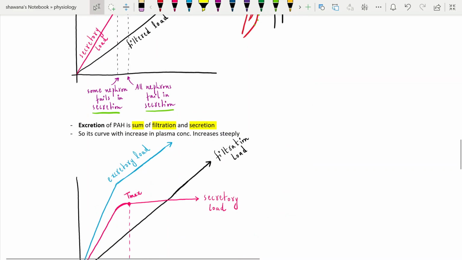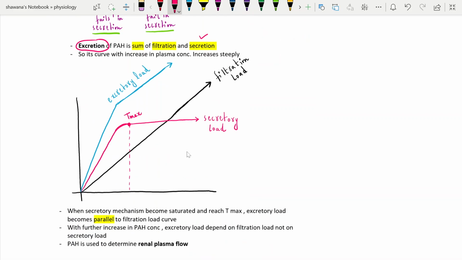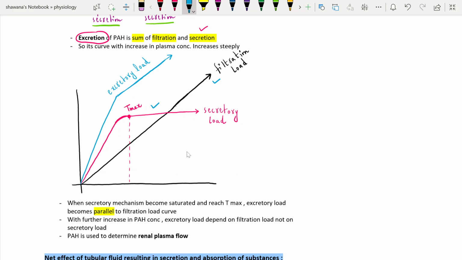So, what does the para-aminohippuric acid excretion mean? Excretion is the sum of filtration and secretion. The sum of the filtration load and the secretory load will cause the excretion of para-aminohippuric acid, and the excretory load curve is steeper than the secretory curve because it is the sum of the secretory load and the filtration load. So, when the secretory load has reached its Tmax, there is no longer secretion. Secretion of para-aminohippuric acid has stopped.